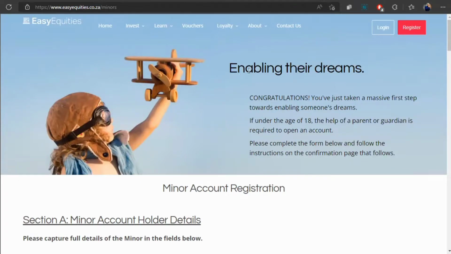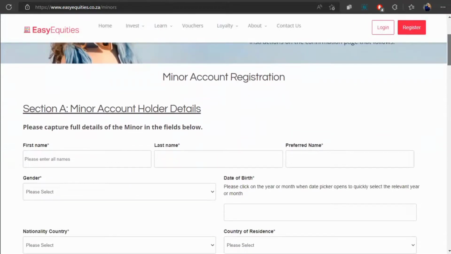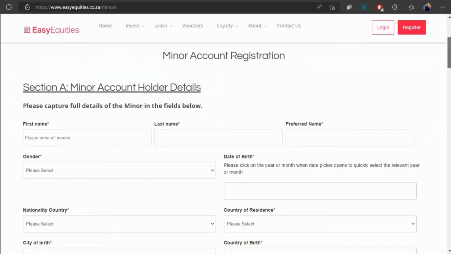You can see it, you'll land on this page where it says enabling their dreams, and it will have this really nice write-up. Congratulations, you've just taken a massive first step towards enabling someone's dreams, which will be your child. Then what you're going to do is fill in these details. So this is the minor account registration form.